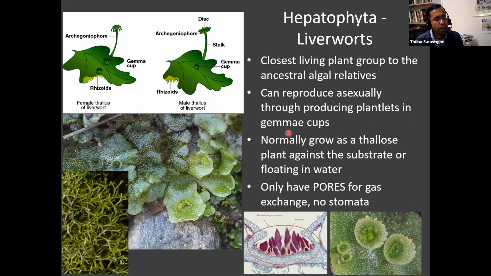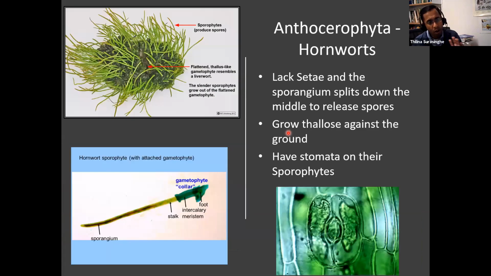Of course, again, not having stomata. Instead, they have pores. That's also a really cool characteristic feature. Now, hornworts don't have a stalk or a setae that holds the reproductive units. Instead, they have a sporangium directly splitting across the length to release the spores to the environment, which can subsequently undergo germination.